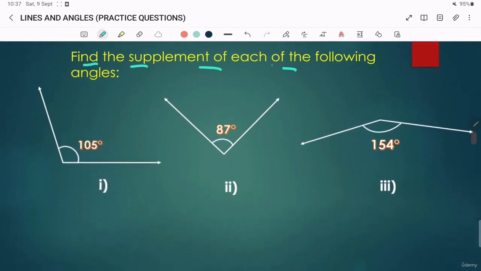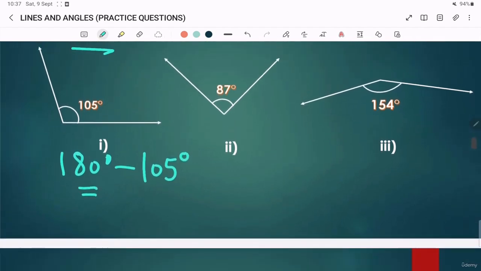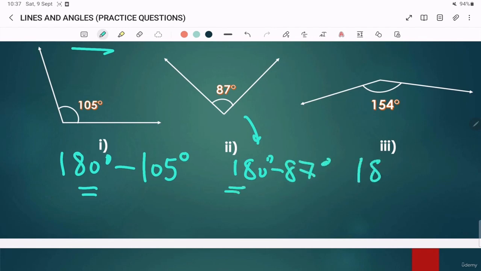Now find the supplement of each of the following angles. In this case, we have to subtract these angles from 180 degrees. 180 degrees minus 105 degrees. This will be our answer. 180 degrees minus 87 degrees. This will be our answer. And 180 degrees minus 154 degrees. This will be our answer.